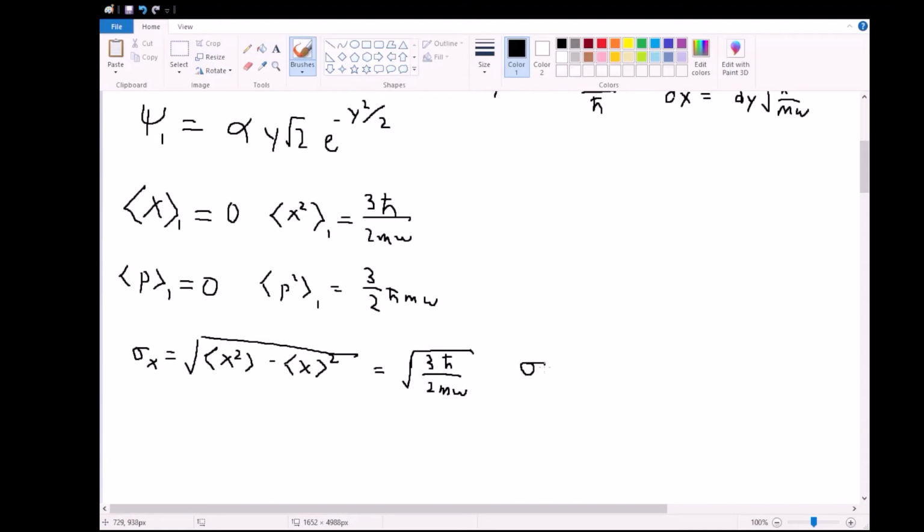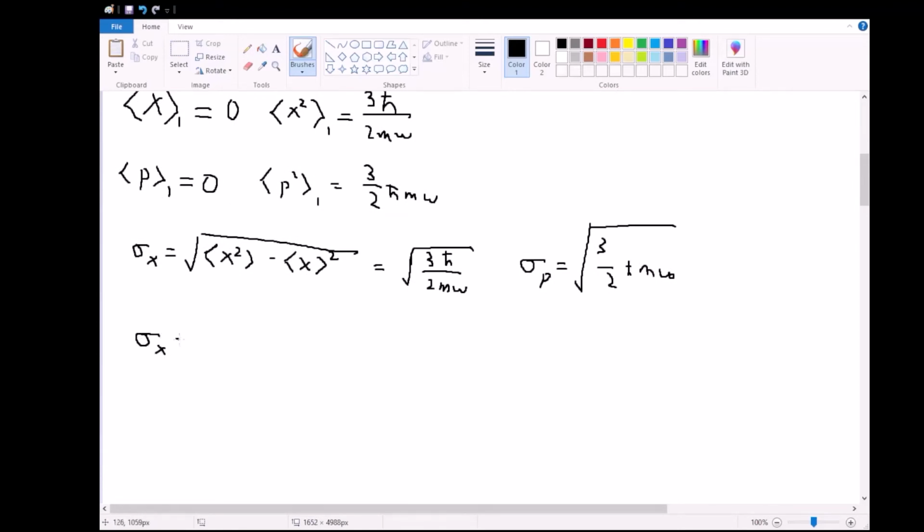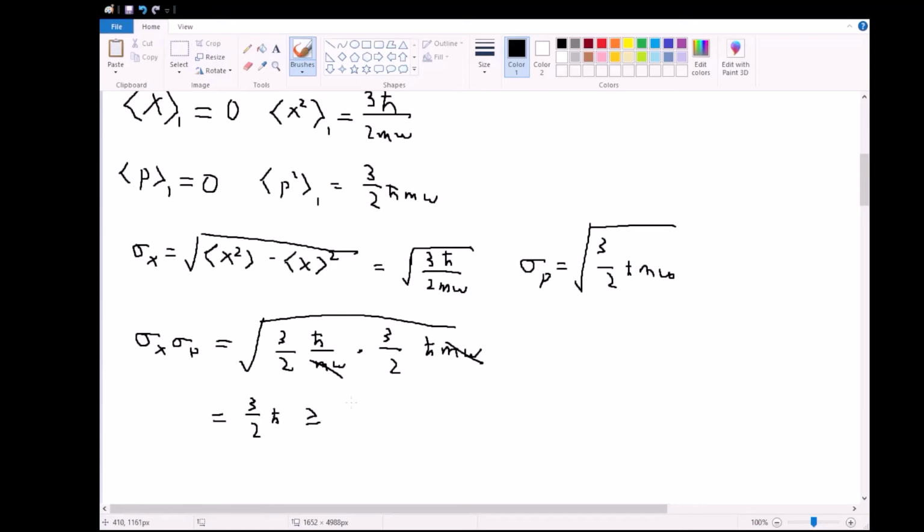By the same logic, the standard deviation in p is going to be equal to the square root of 3/2 times h bar m omega. If we take the product, then the standard deviation of x times the standard deviation of p is going to be equal to the square root of 3/2 h bar m omega over... h bar over m omega multiplied by 3/2 times h bar times m omega. So the m omegas cancel, and we get 3/2 h bar, which is indeed greater than the minimum required value, which is 1/2 h bar.